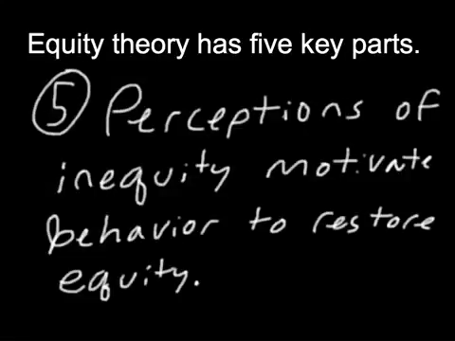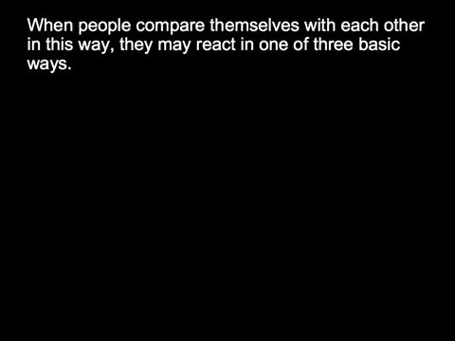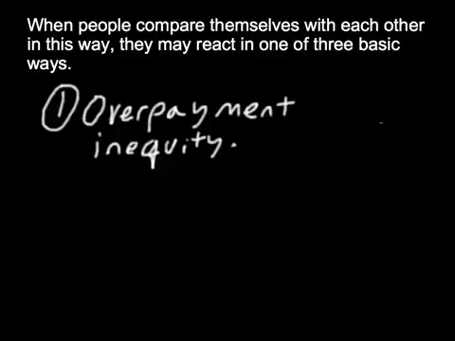And number 5, perceptions of inequity, when they're comparing those ratios, motivate behavior to restore equity. And when people compare themselves with each other in this way, they may react in one of 3 basic ways. Number 1, overpayment inequity. And this is the condition resulting in feelings of guilt, in which the ratio of one's outcomes and inputs is more than the corresponding ratio of another person with whom that person compares him or herself. So this is when a person feels like he or she is getting more out of the job for doing less than someone else, so they feel guilty.